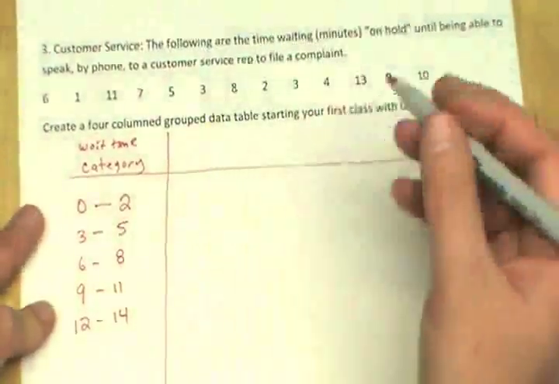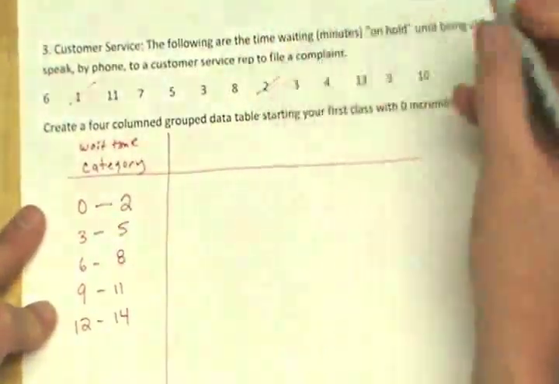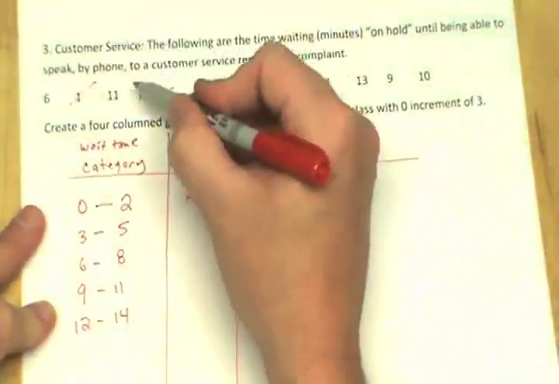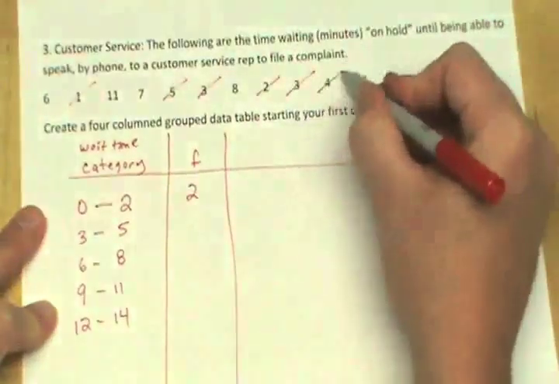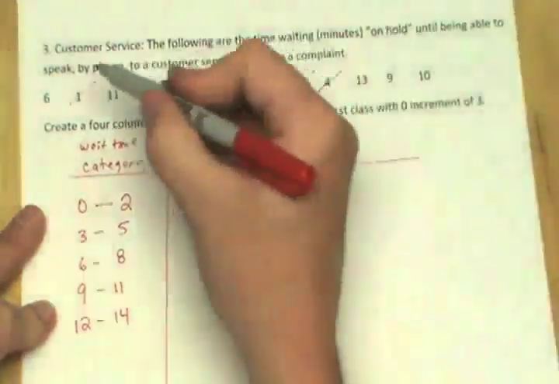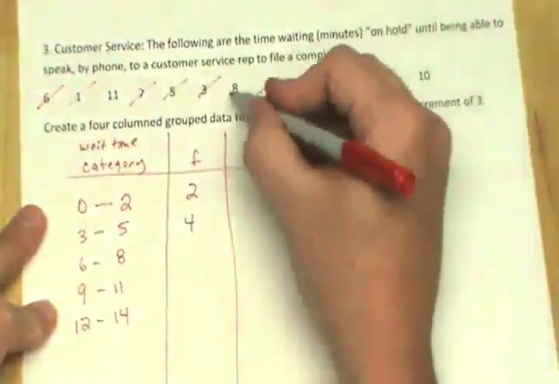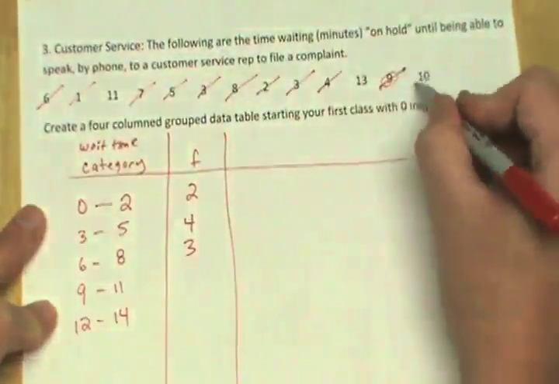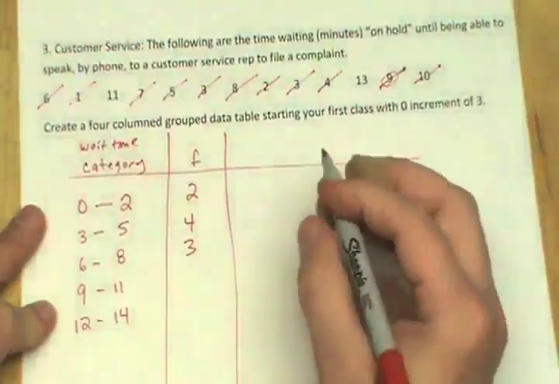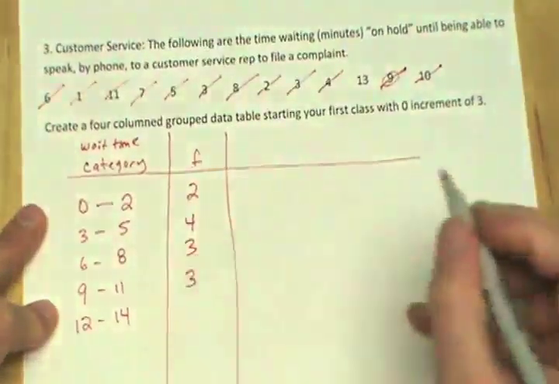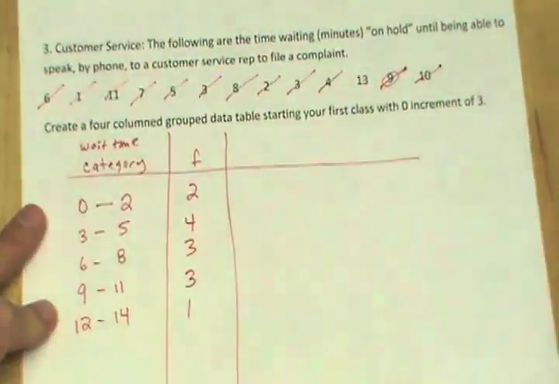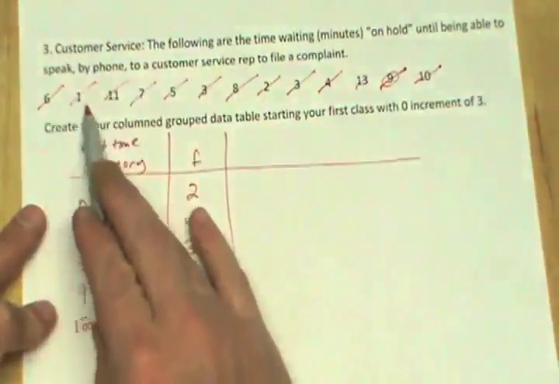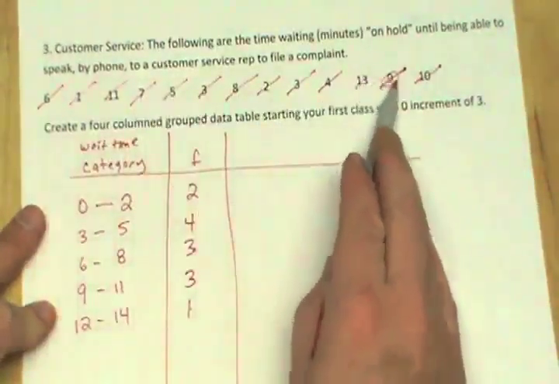So how many are 0 to 2? 1, 2, for our frequency. 3 to 5: 1, 2, 3, 4. 6 to 8: 1, 2, 3. Nope, 3. 9 to 10: 1, 2. 3 for 11. It was 9 to 11, not 9 to 10. And then it looks like 1 for 12 to 14. So that gives me 2, 4, 3, 3, and 1, and the total is 13.